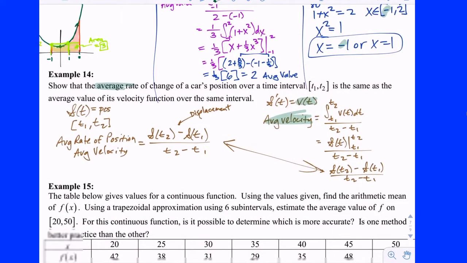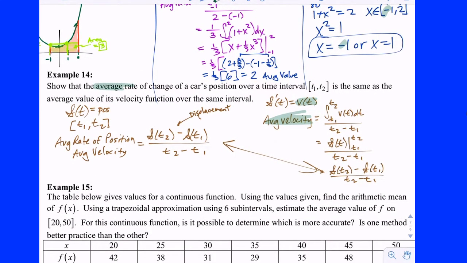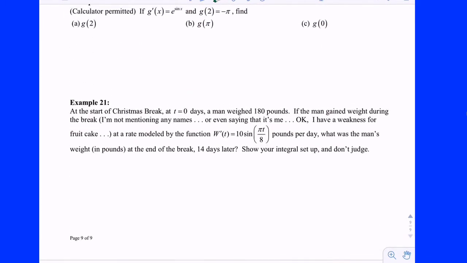All right, so questions on example 14. Moving on. How many more do we have? Oh, we got a few. Okay.